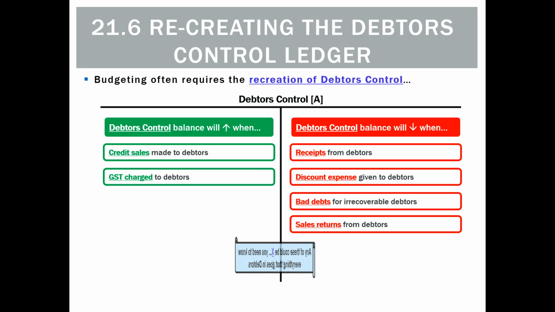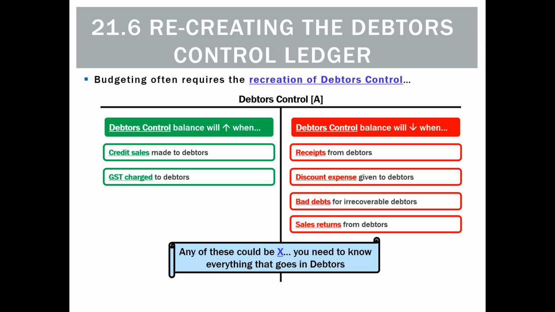If you can remember all of those figures, well, only one of them is going to be X. Some mightn't even be in the question, but if there's one missing that's X, we just follow this procedure and we can solve for it, and that'll help us do our budget for that period.